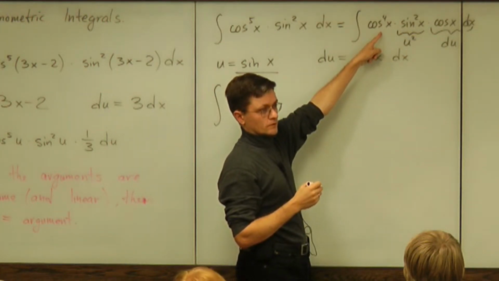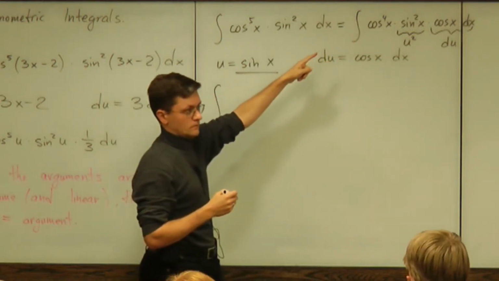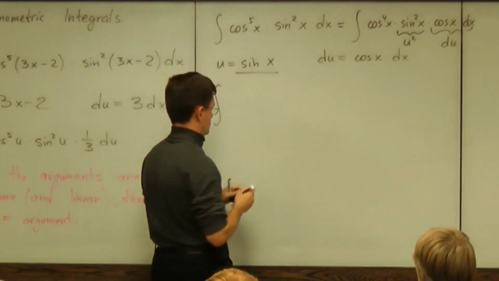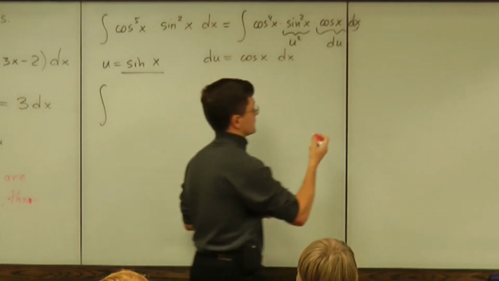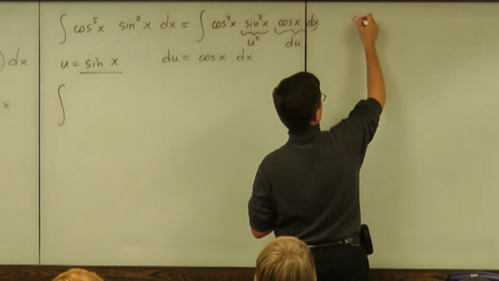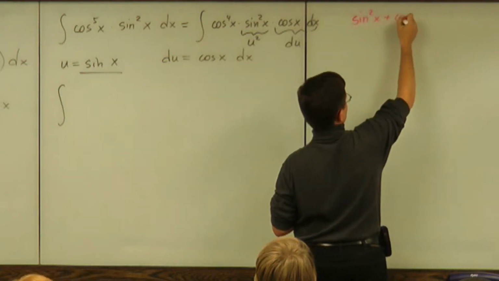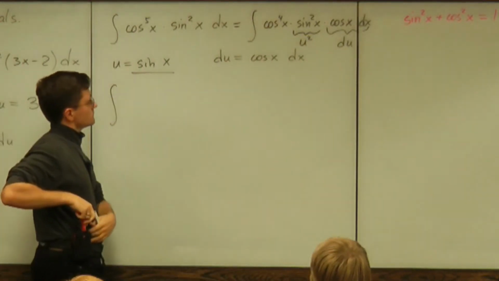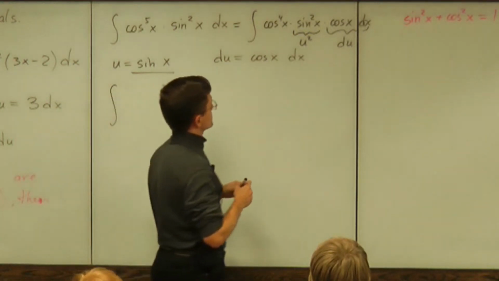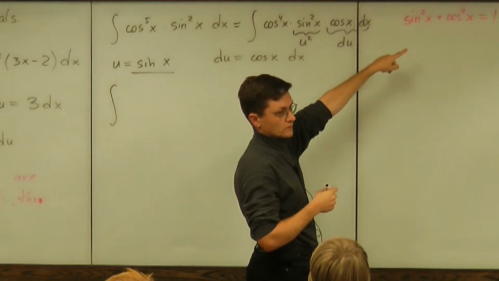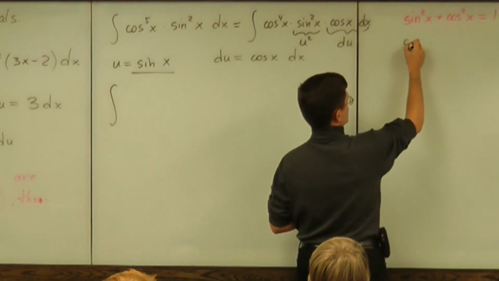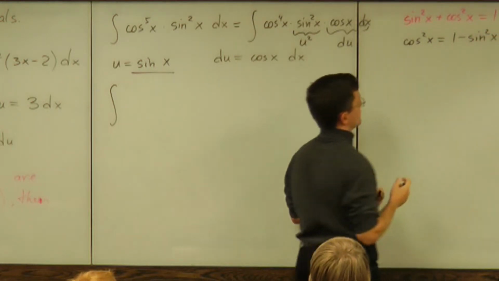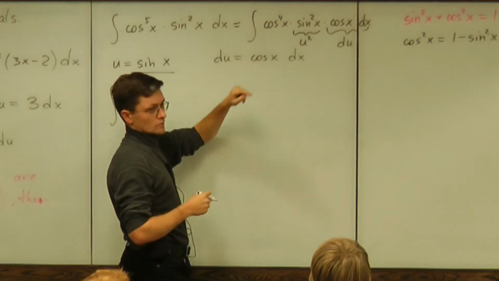Now, what can I do with the cosine? Well, I can use a trigonometric identity, right? This is the identity everybody has to remember and use appropriately. Sine squared x plus cosine squared x equals 1. And from there, you can solve for cosine squared. Cosine squared x is 1 minus sine squared. So cosine squared is 1 minus u squared.